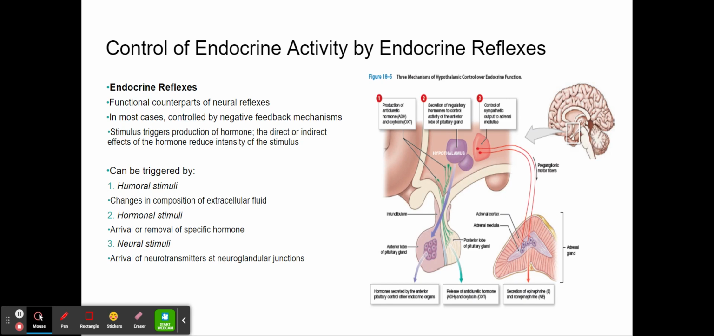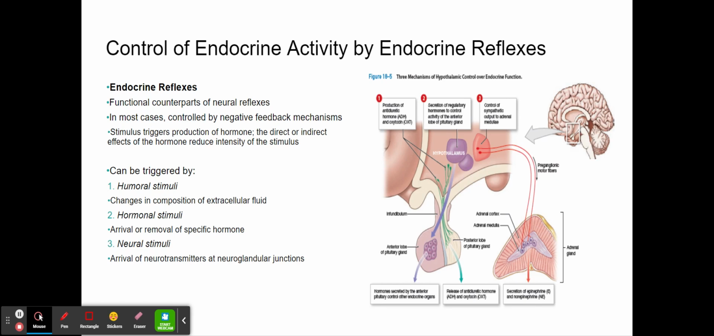Polysynaptic reflexes provide more complex and variable responses to stimuli. Higher centers, which integrate multiple inputs, can facilitate or inhibit these reflexes as needed. Endocrine reflexes are the functional counterparts of neural reflexes. Endocrine reflexes can be triggered by humoral stimuli, which are changes in the composition of the extracellular fluid, hormonal stimuli, the arrival or removal of specific hormones, or neural stimuli, the arrival of neurotransmitters at neuroglandular junctions.